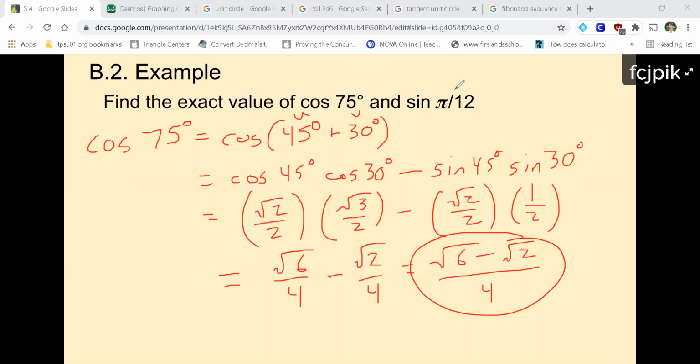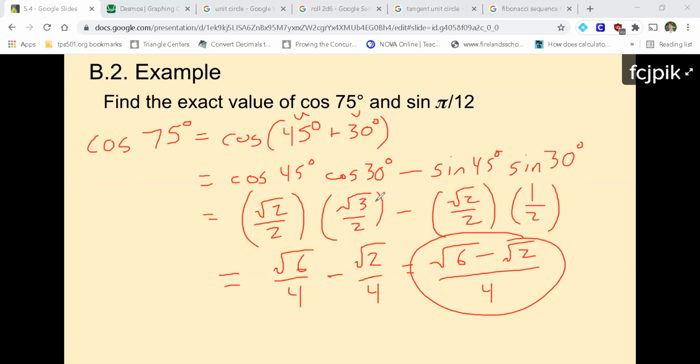What gets people in trouble more is when the problems aren't in degrees, but they're in radians. It's not as easy to see how you could build this angle from any of your special angles. So if that ever is a problem for you, just convert it to degrees, right? Take pi over 12 times 180 and divide by pi. And then it's like the problem we just did.